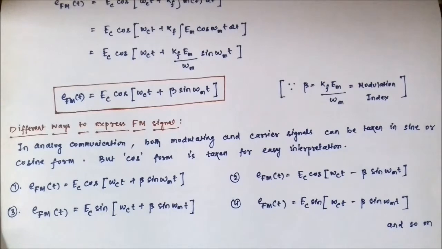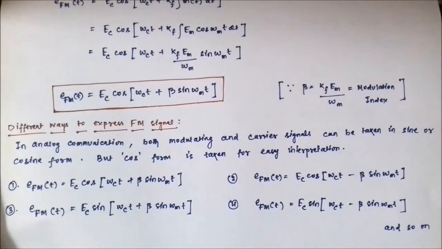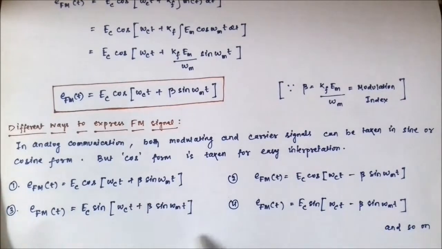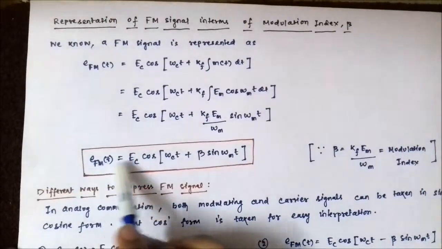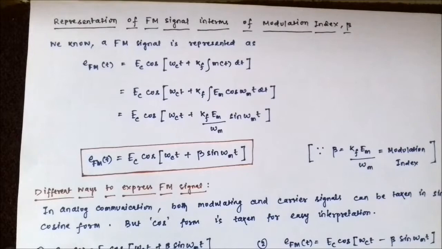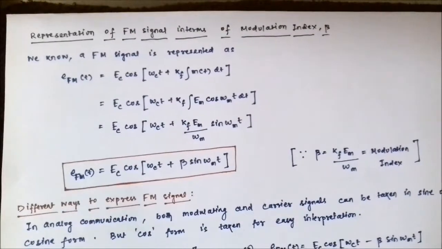So when you take the message signal, there are many combinations that can be formed: the message signal as sine and the carrier signal as cosine, or the message signal as cosine and the carrier signal as sine, both cosine, or both sine. So here are some of the standard representations of the frequency modulated signal. Now this representation is when both the message and the carrier signals are in cosine form. Okay, so this is the basic representation of a frequency modulated signal in terms of modulation index.